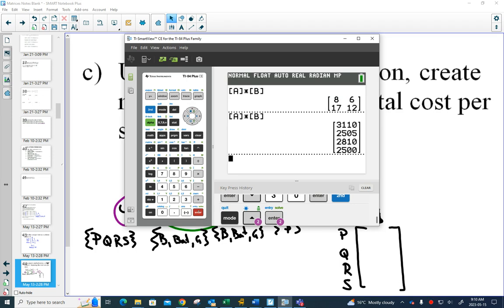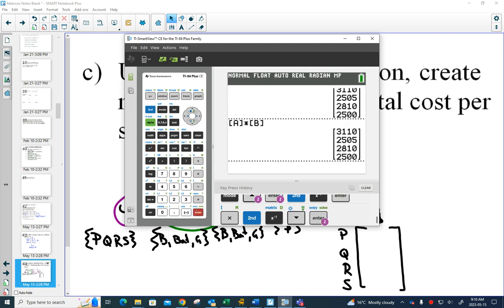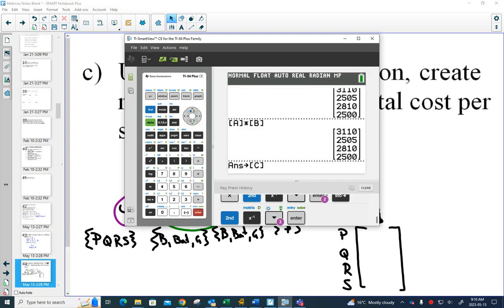Or you can, if you want to do A times B, you can go second matrix, select A, and go times second matrix, and select B. That's going to be our matrix C. We can hit our store button right above the on button and go to matrix C and say, I'd like to store my answer as matrix C, and then it will overwrite whatever was in matrix C and replace it with this.